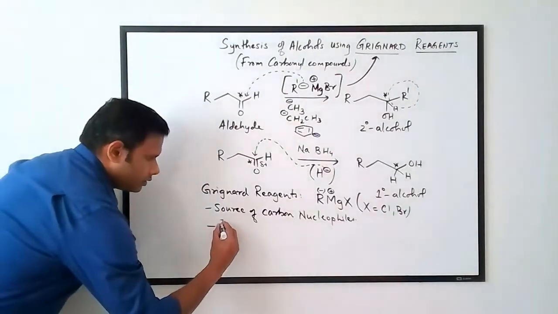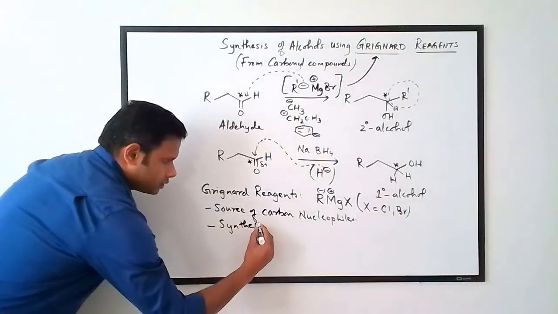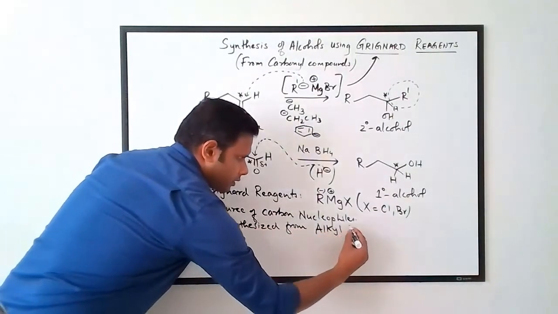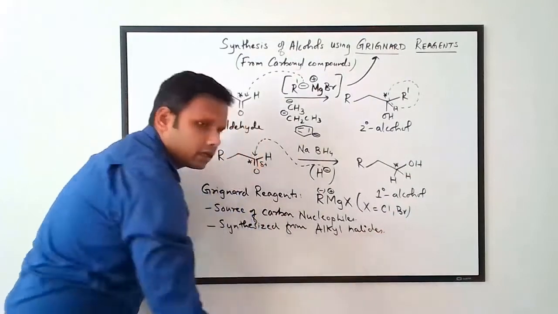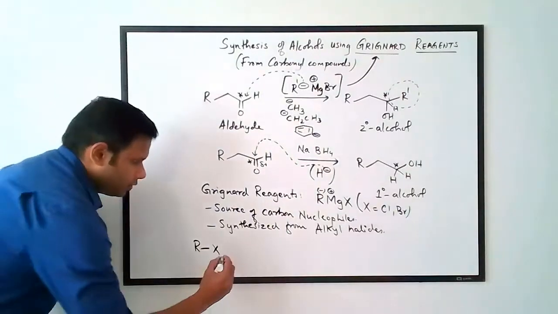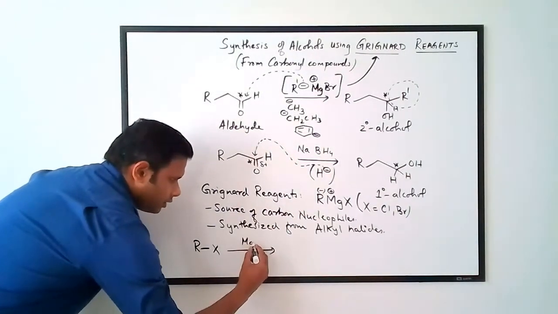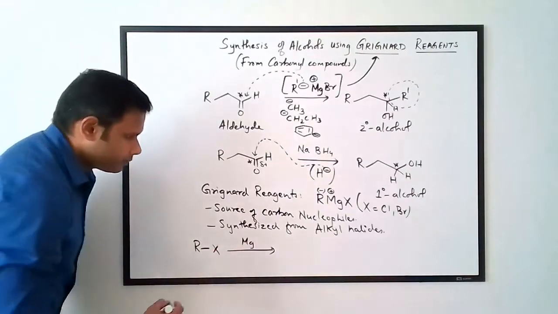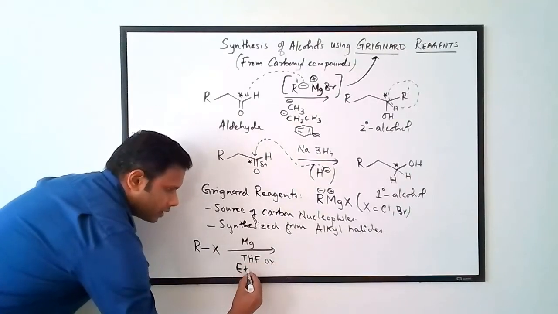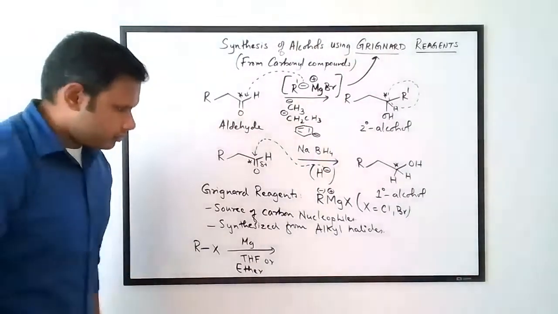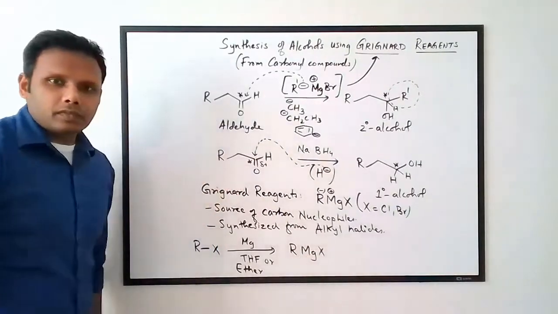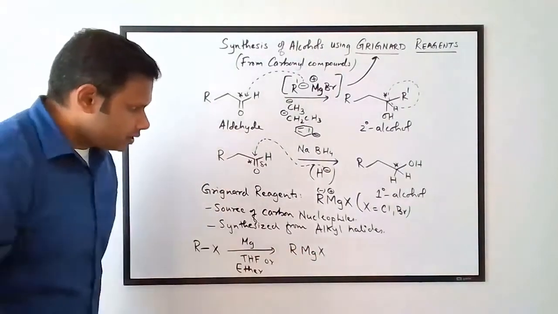And these are synthesized from alkyl halides. Essentially, if you have an alkyl halide, you can react this alkyl halide with magnesium metal, and the solvent that's typically used is THF or diethyl ether. When you do this, you get the Grignard reagent, RMgX.